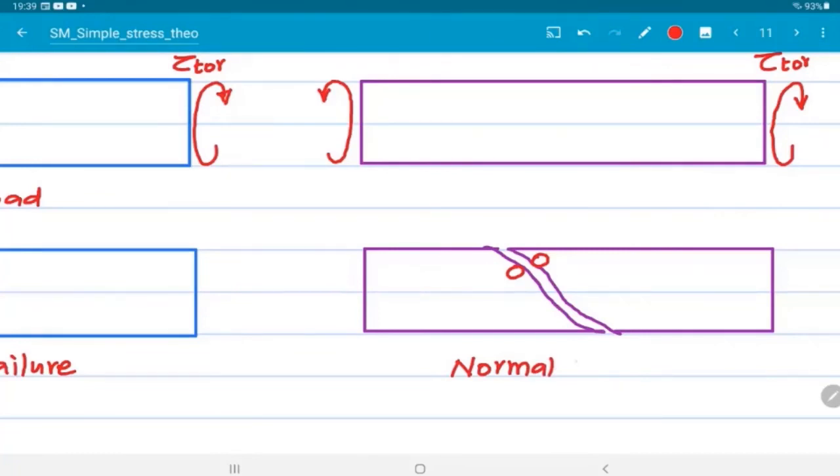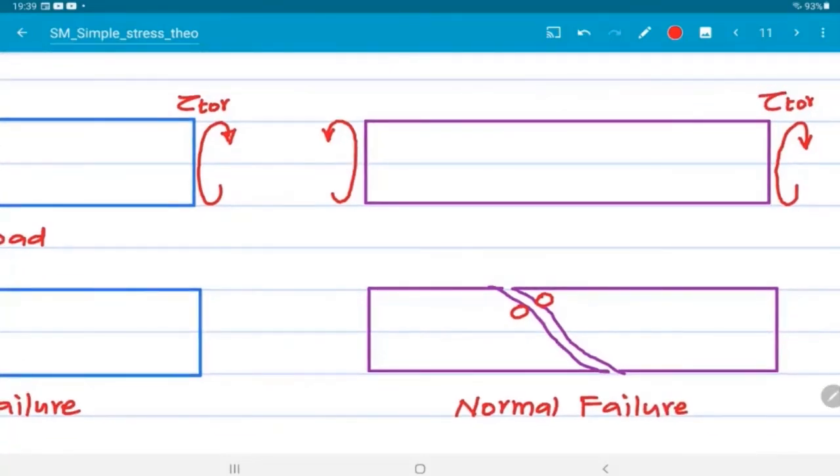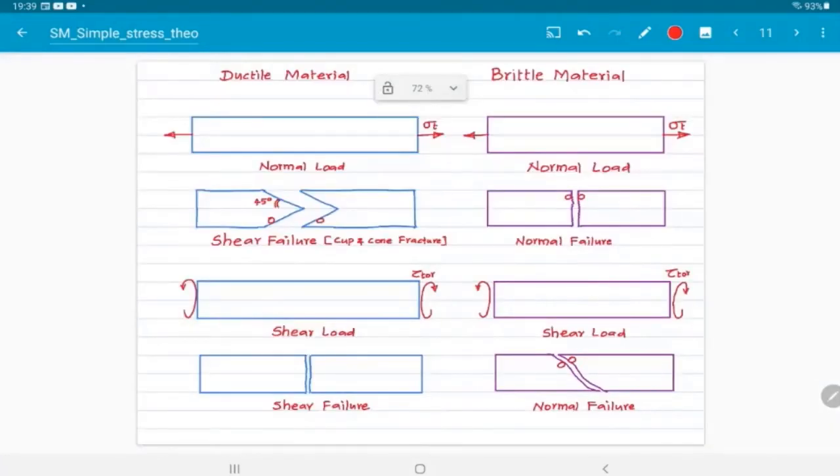Molecules are separated during fracture. Normal failure. What does normal failure mean? Failure is due to normal stress. What type of load is applied? Shear load. See the slide, full slide.